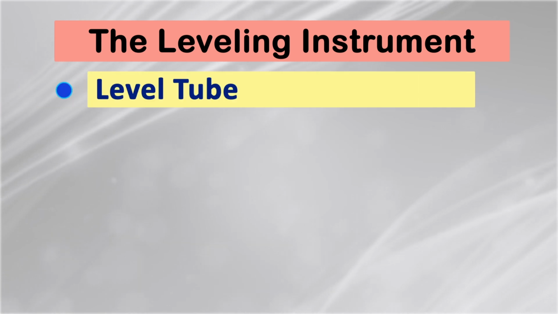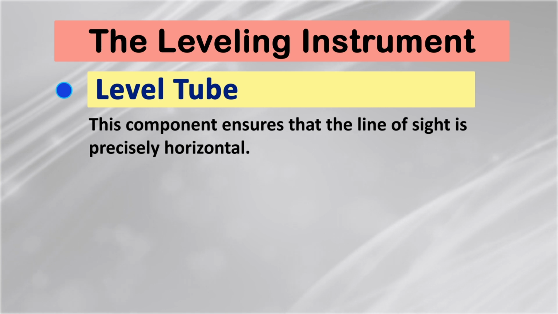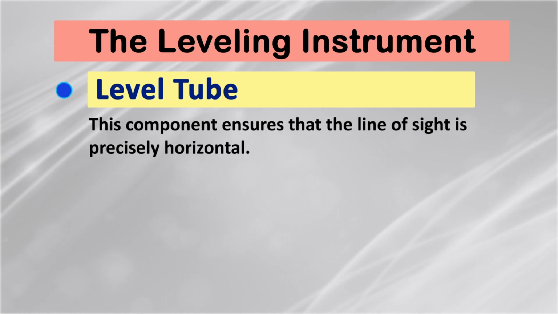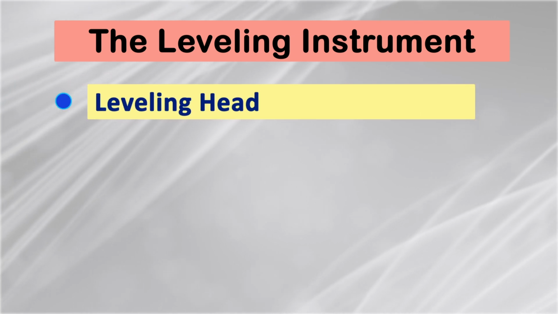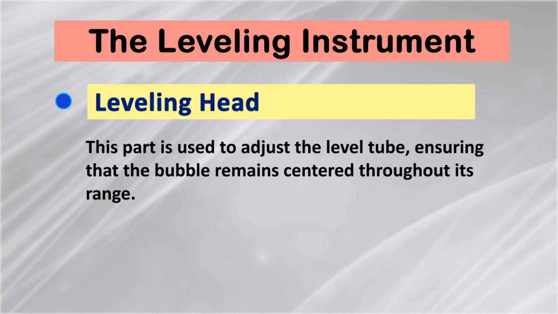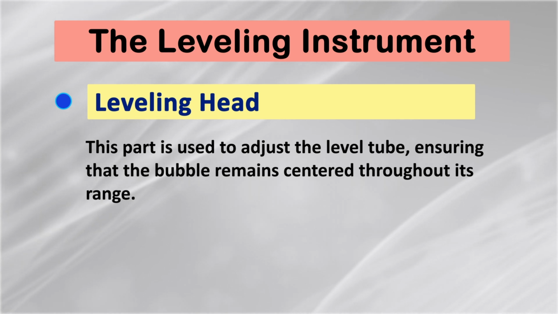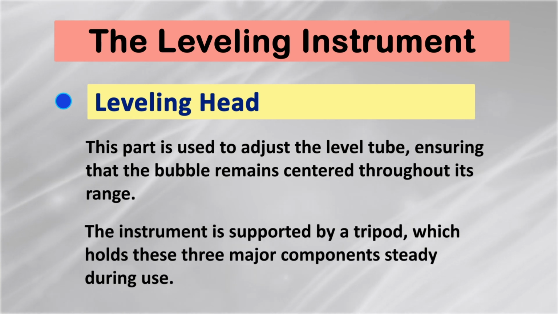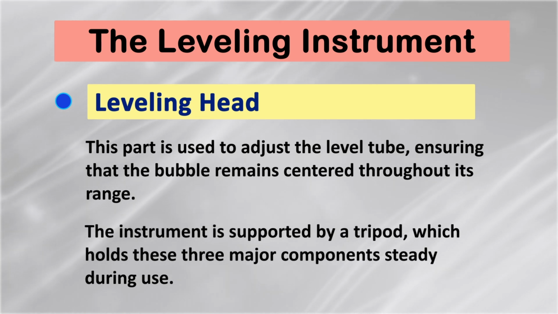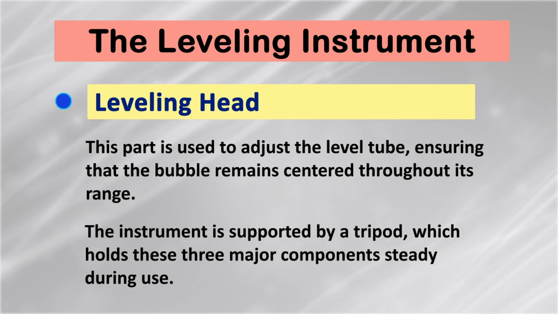Now, we will deal with level tube. This component ensures the line of sight is precisely horizontal, and the third one is the leveling head. This part is used to adjust the level tube, ensuring that the bubble remains centered throughout the range. The instrument is supported by a tripod which holds these three major components steady during use.